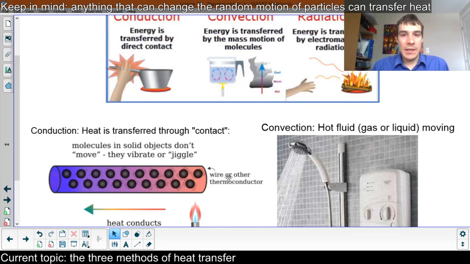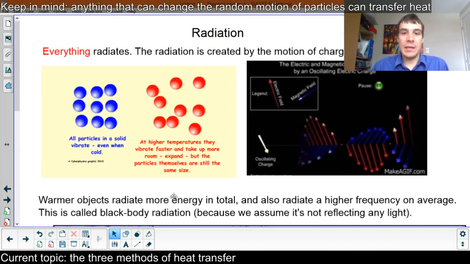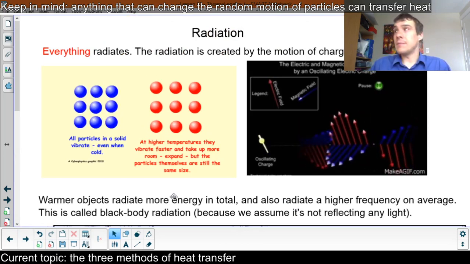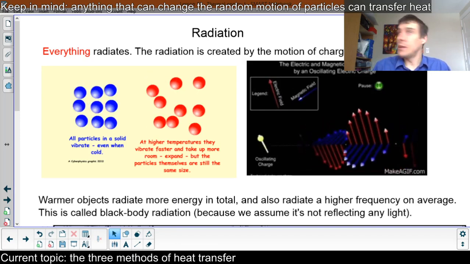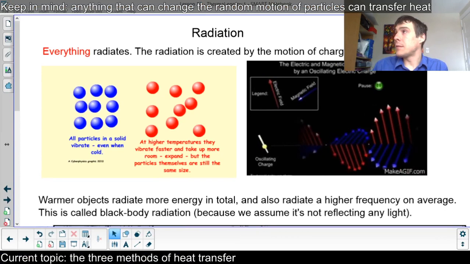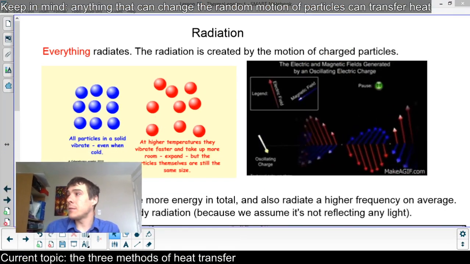The last piece is radiation. Radiation is kind of a weird one to explain. Let me just get my... oop, that's not what I want to push. This one's what I want to push. There we go.